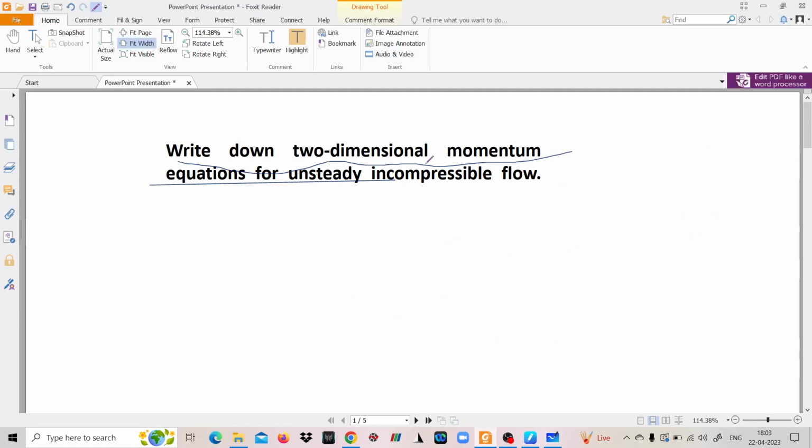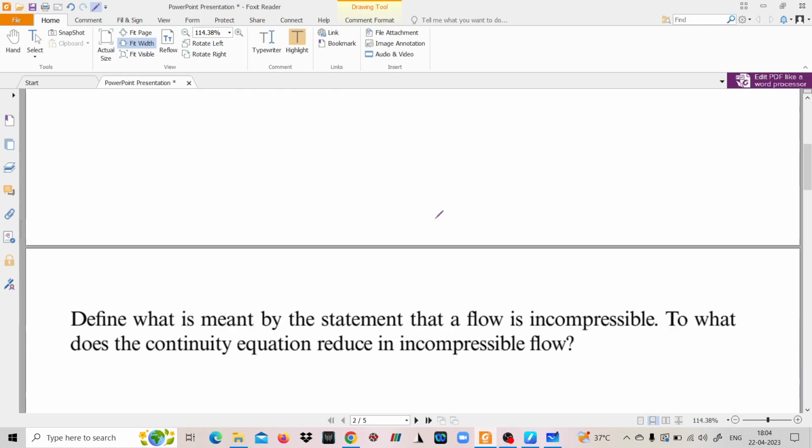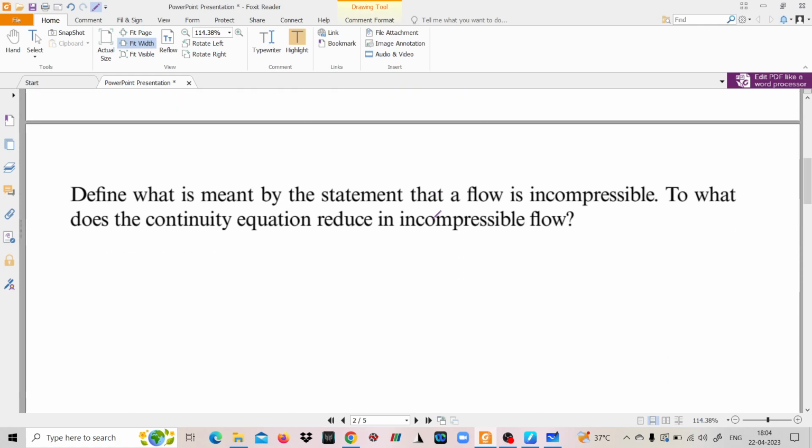So you need to write the two-dimensional momentum equation for unsteady incompressible flow. Okay, this is the answer. Now let's move to the next question.